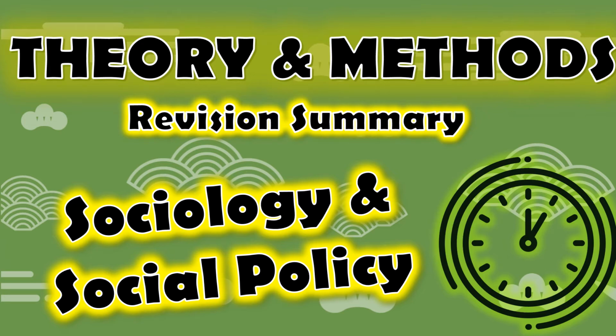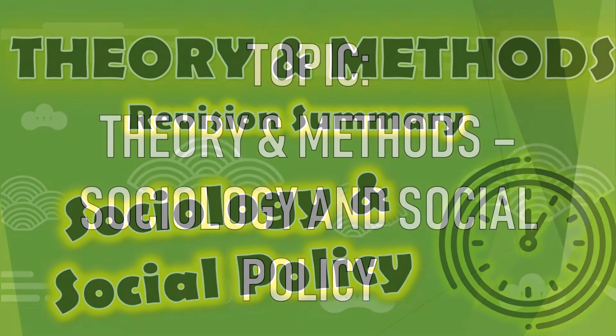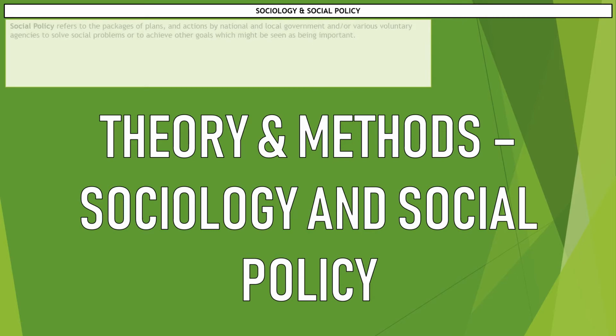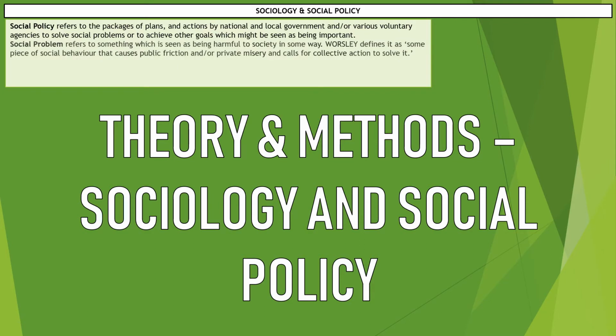So here's going to be a quick summary of sociology and social policy for theory and methods as part of the A-level sociology course. The first thing we need to think about with sociology and social policy is that social policy refers to a package of plans, of actions engaged or taken on by a government. That could be a national government, it can be local, or it could be lots of various charitable or voluntary organisations. All these policies are designed to solve a problem or have some goal which is achieved.